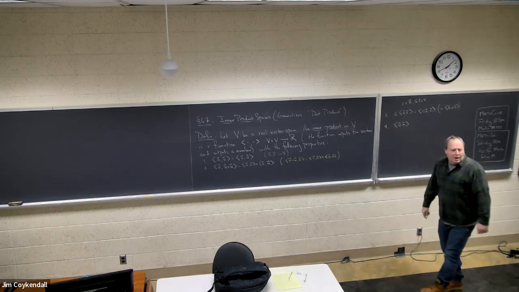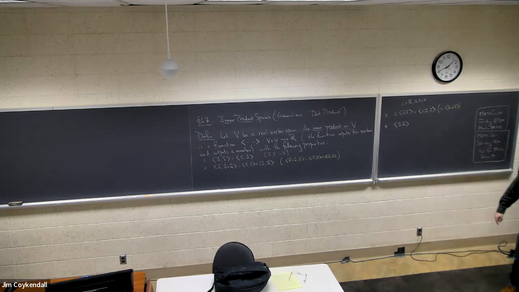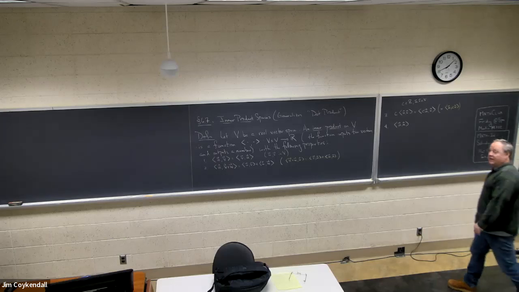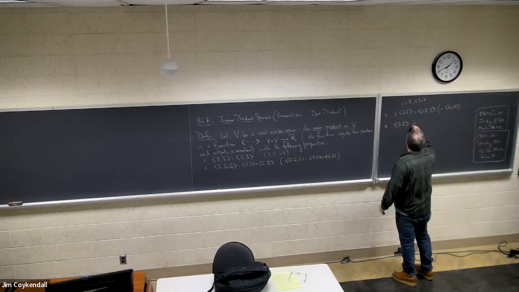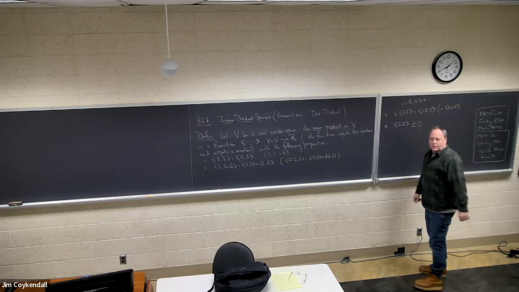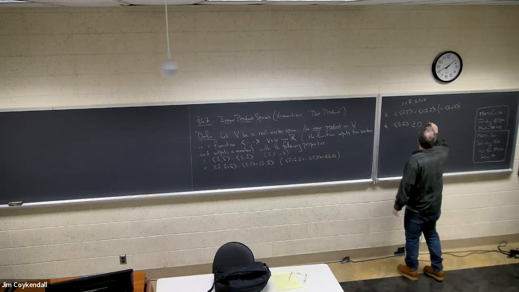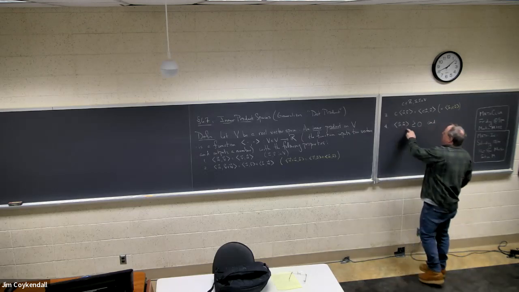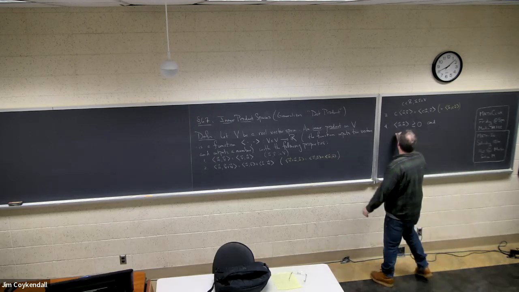When I take the inner product of a vector with itself, that's a real number, but I don't want just any real number. I want it to be greater than or equal to 0. And I want it to be very restrictive on when it is 0.